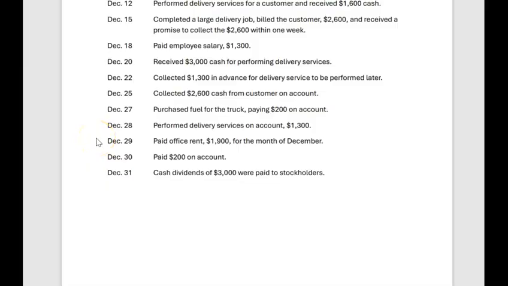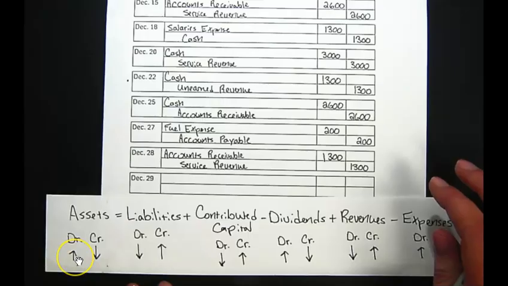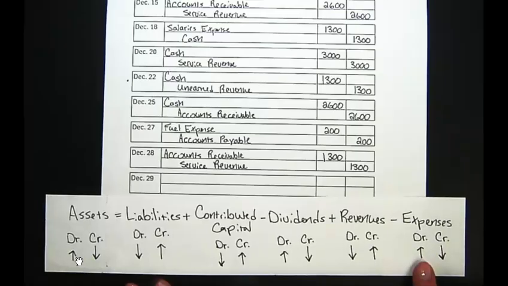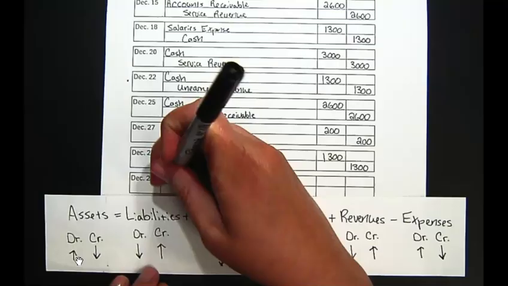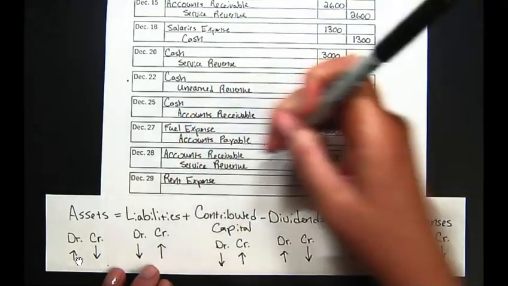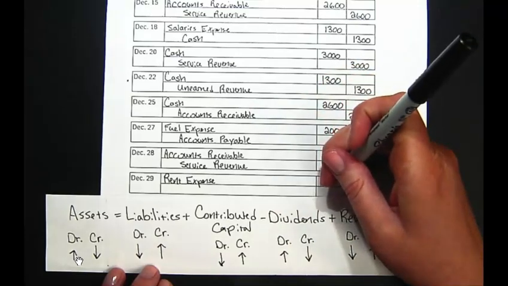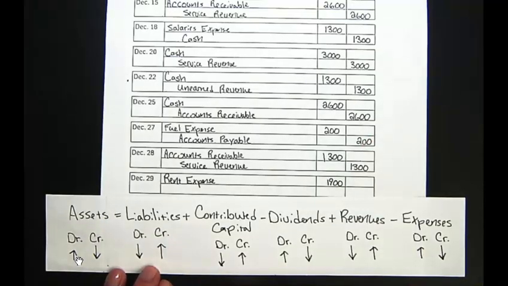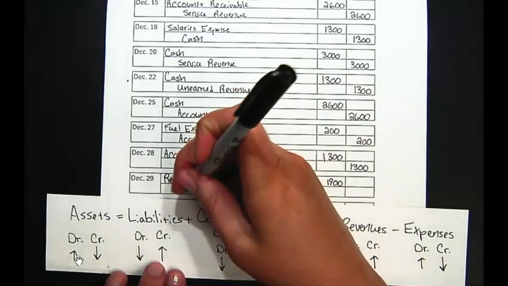On December 29th, we paid office rent of $1,900 for the month of December. Since this payment was only for the current month, we're going to go ahead and record this as a rent expense. We record an increase in expenses with a debit. Debit rent expense, $1,900. And we paid for this, so that means cash is decreased. Cash is an asset. We show decreases in assets with a credit. Credit cash.